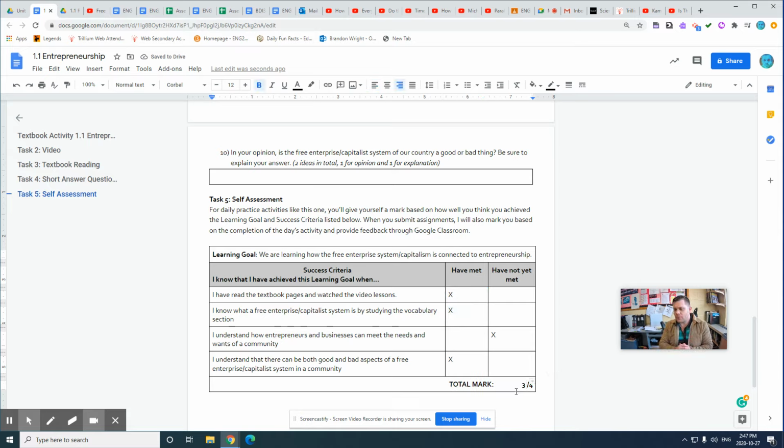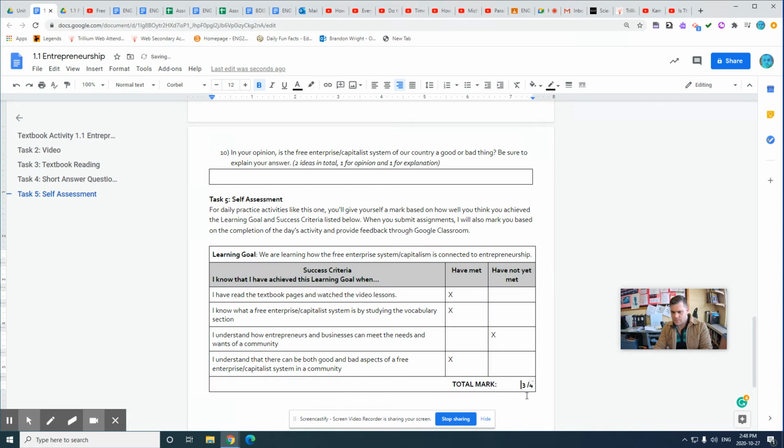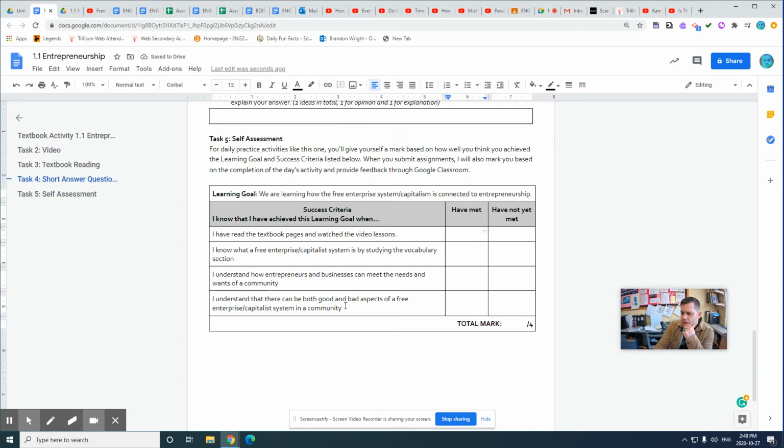Now remember, this is just for practice. How you score yourself here will not be reflected in your final mark. Those are assignments that I will mark, those evaluation tasks. So things like an end of unit project or a quiz, those are things that I mark and will be reflected in your final mark. So based on your personal experience with the activity, give yourself a mark out of 4. Be honest with yourself. Remember, this won't count towards your final grade, but it just gives me an indication of how well you guys are learning throughout each activity.